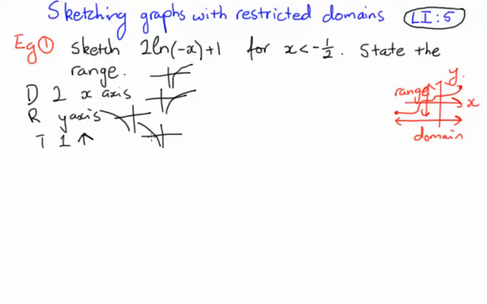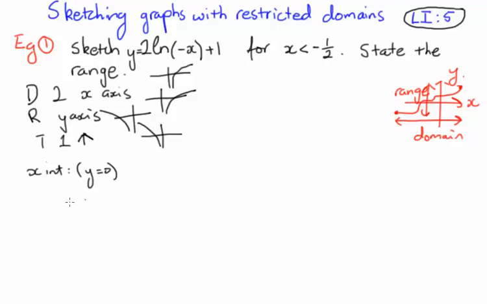Now, the thing with domain restrictions is that it's better to work out the 4 key points and then start sketching your graphs. The 4 important points are turning points, asymptotes, endpoints, and intercepts. We know we have an intercept there. Let's find that. That's going to be an x-intercept. Let's make y equals 0.